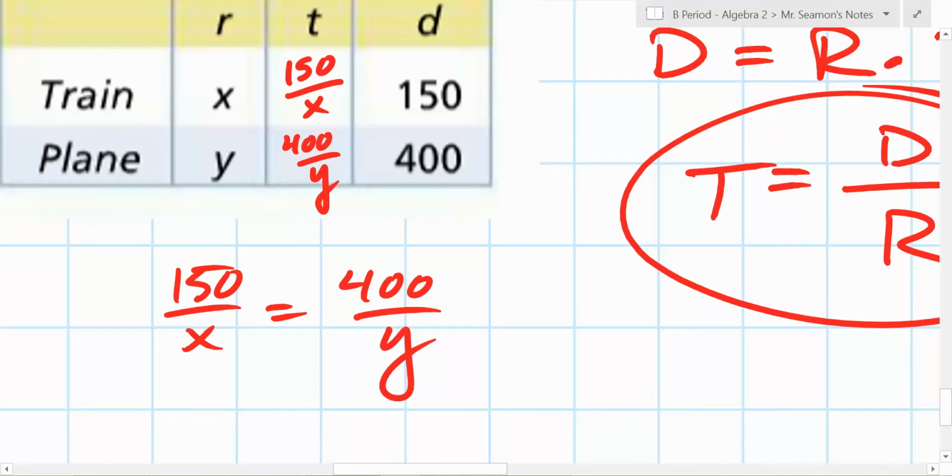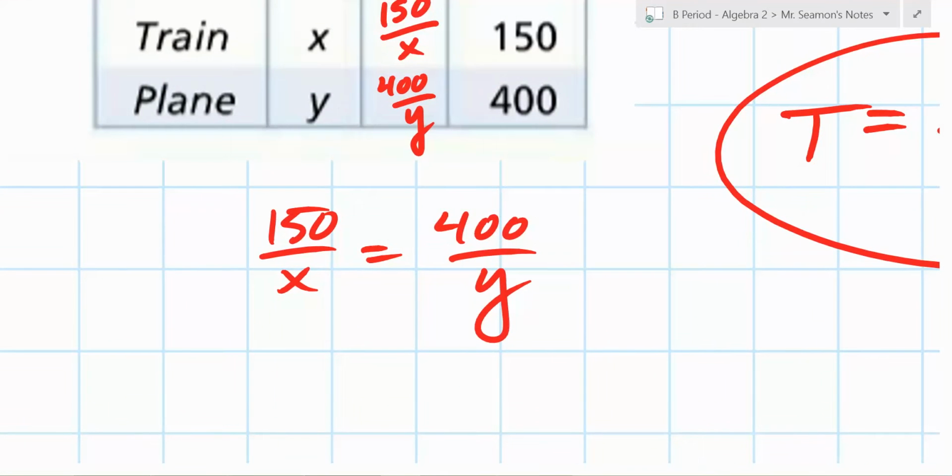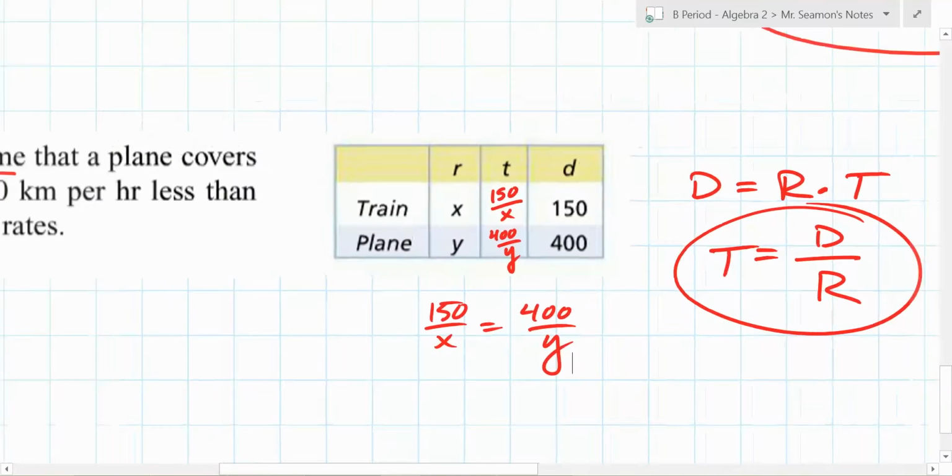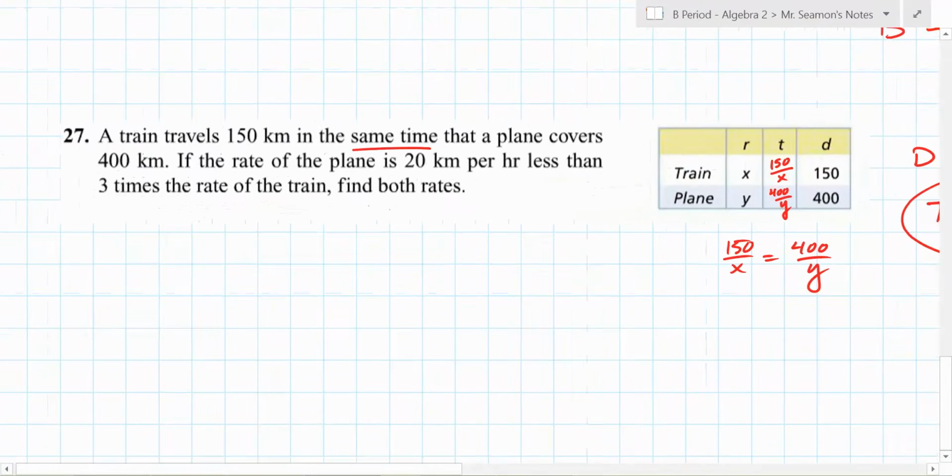Correct. We're not going to solve it yet because we have one equation and two variables. We need a second equation. We haven't used the relationship between the rates. What does it say the relationship is between the rates?